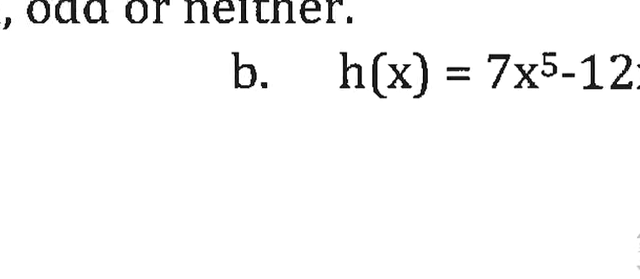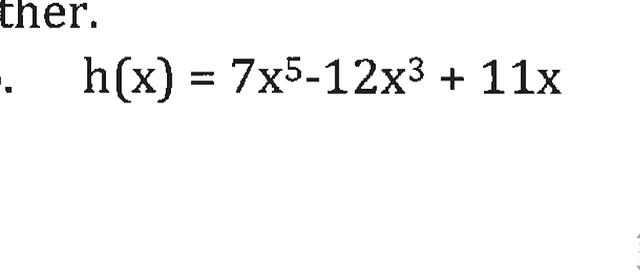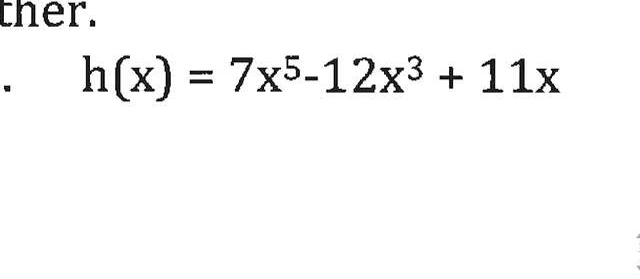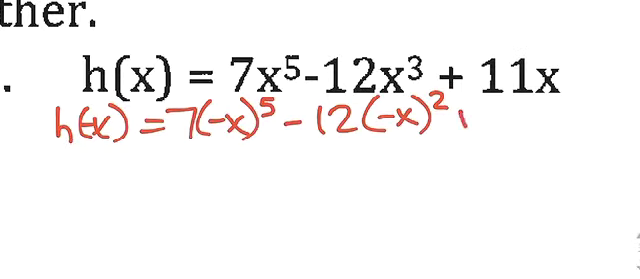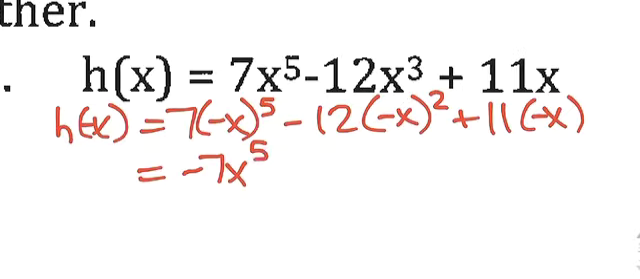Okay, we're going to do the next one the same way. Replace all of the x's with a negative x. So if I take a negative to the 5th power, that's going to be a negative. If I take 7 times the negative, that turns out to be a negative 7x to the 5th. This right here stays a negative 12.